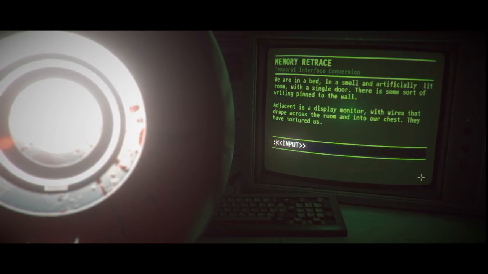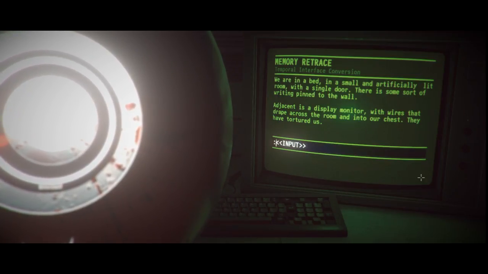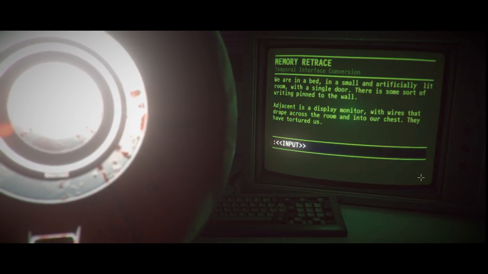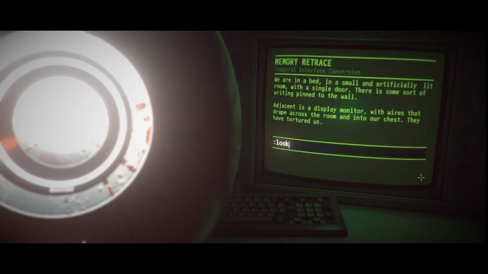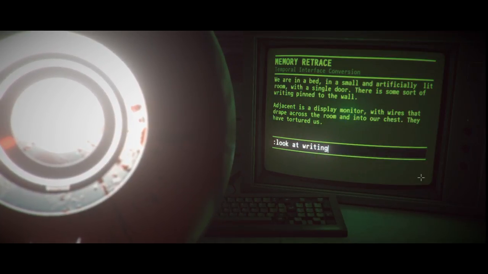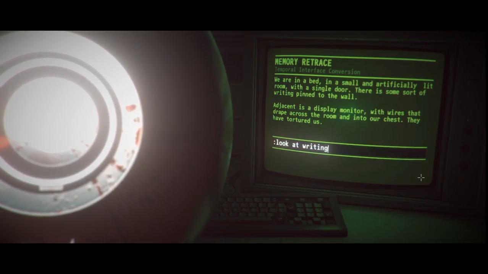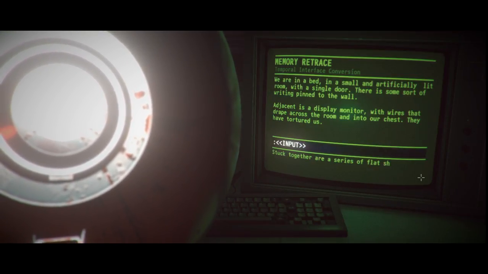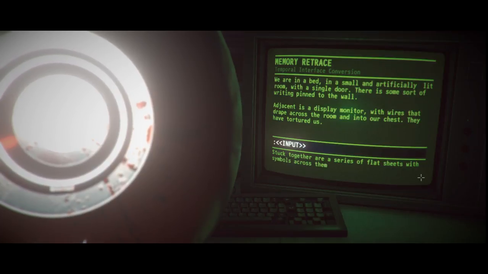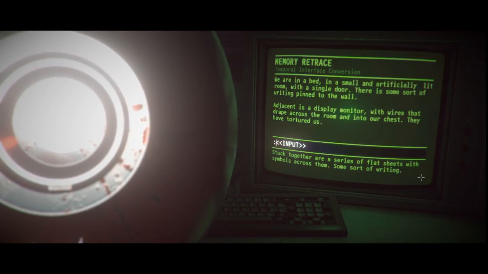We're in a bed. It's artificially lit. Single door. Writing pinned to the wall. So there's writing, there's a monitor, and there's wires. Stuck together are a series of flat sheets with symbols across them. Some sort of writing.